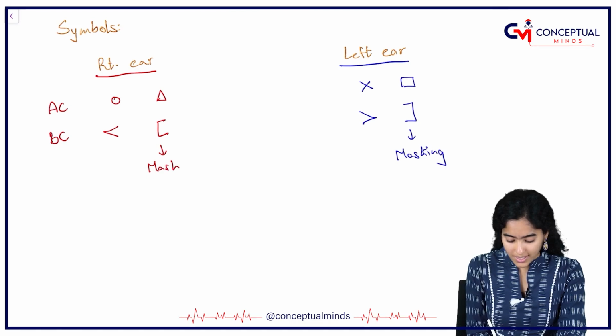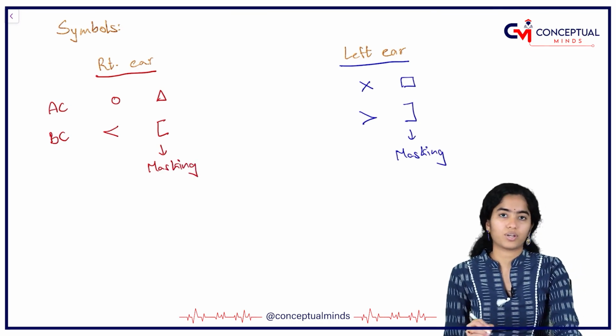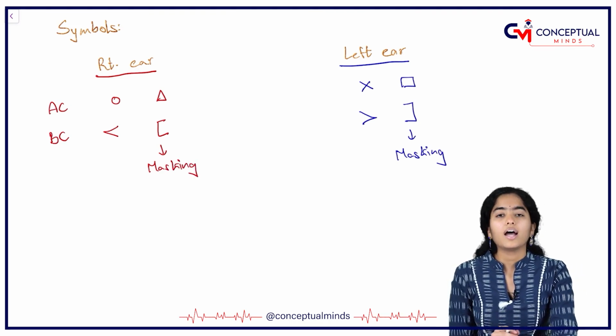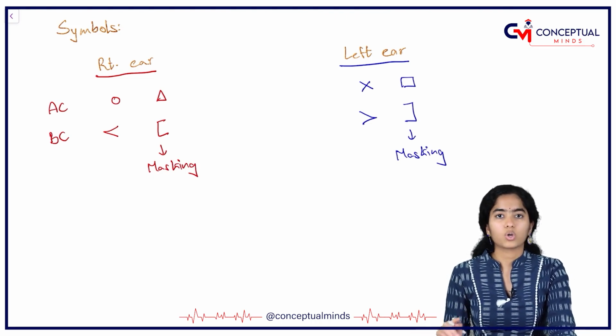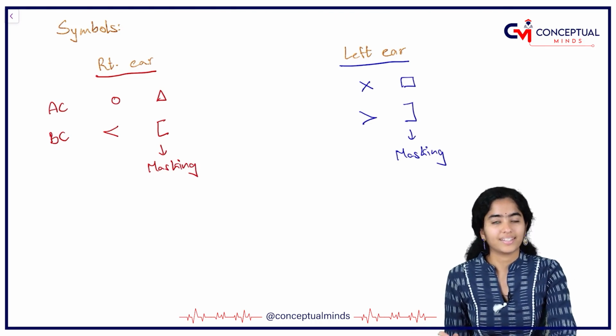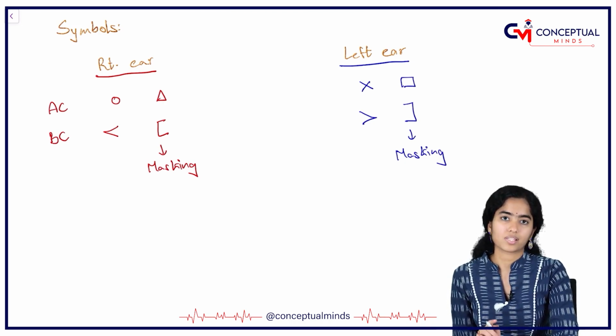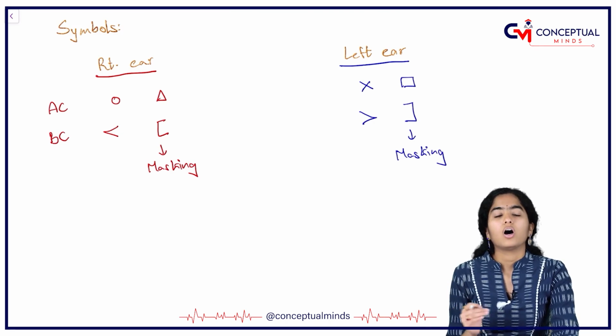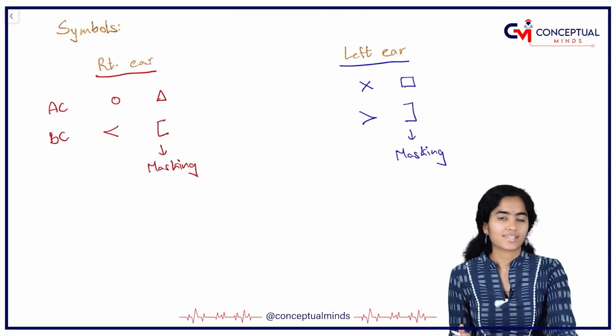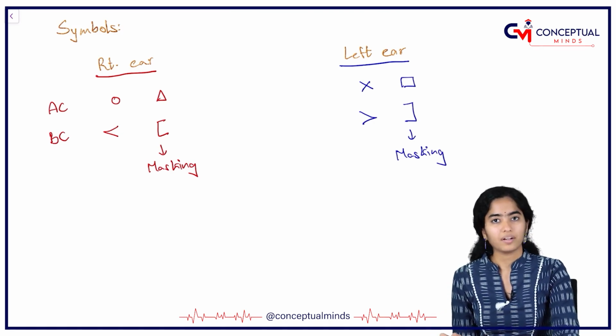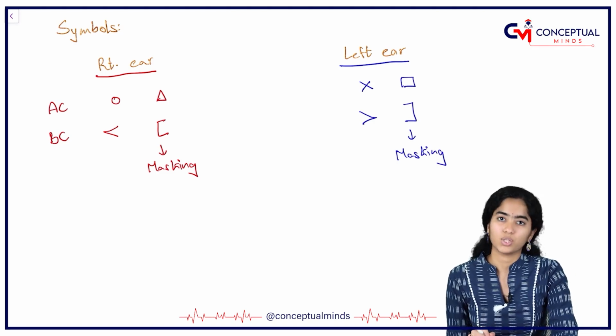If there is no masking, it is a circle and a triangular type of bracket in the right ear, and a cross and a closed type of triangular bracket in the left ear. If masking is done on the right side, it is a triangle plus a square type of open bracket. On the left ear, it is a box with a closed type of square bracket. These are the symbols used.